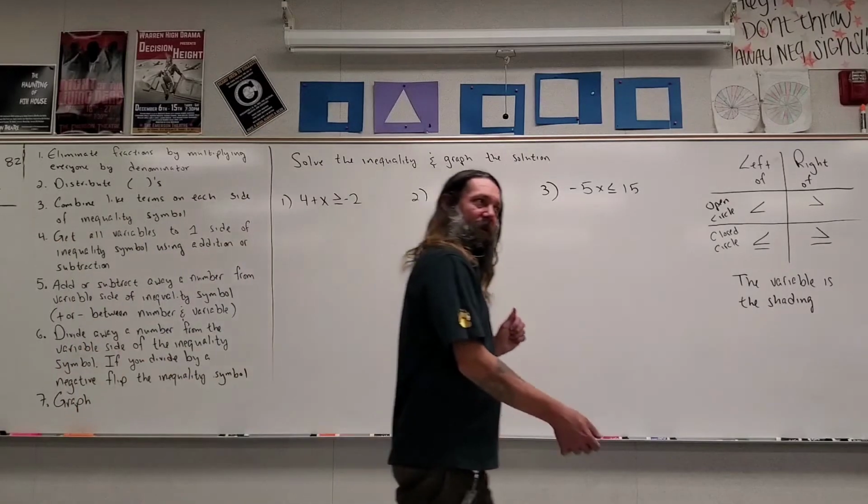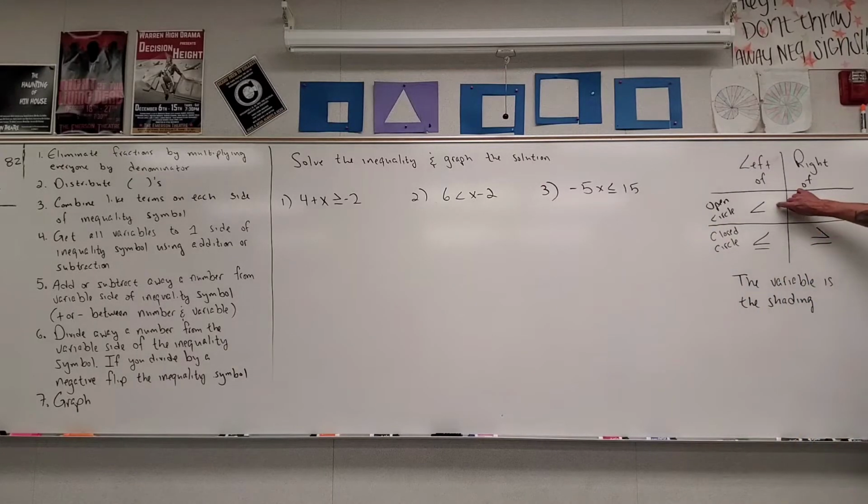Here are our rules for graphing. These symbols mean left of, these symbols mean right of, these symbols mean open circle, these symbols mean closed circle. And remember, we treat greater than and less than as right of and left of. And instead of saying x, we say the phrase the shading.